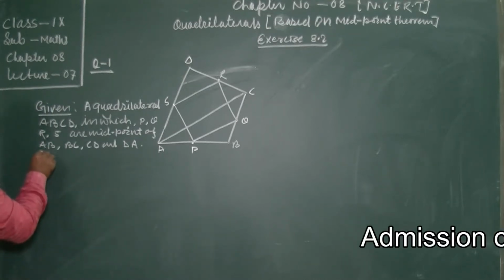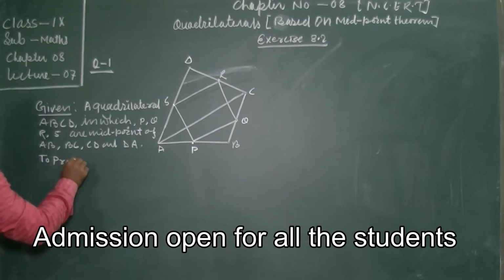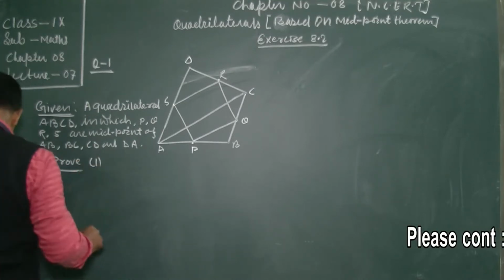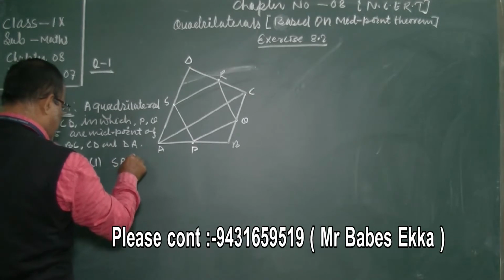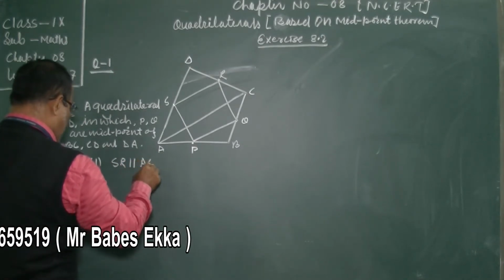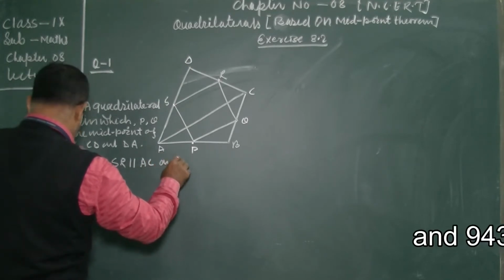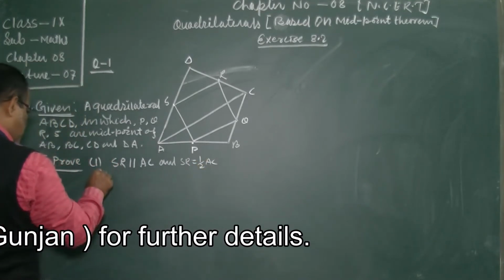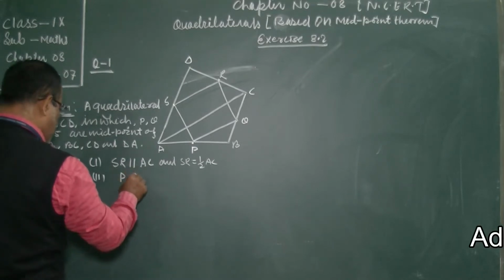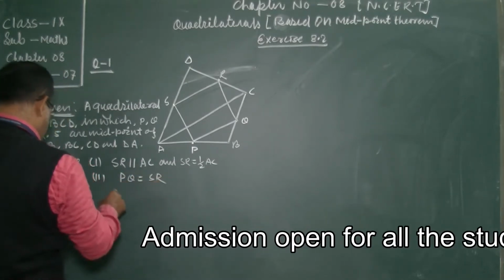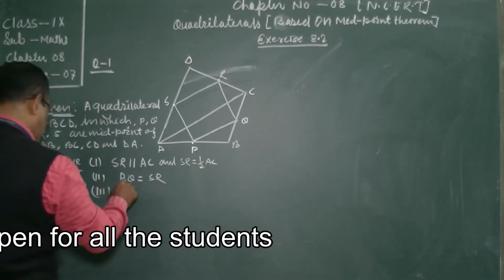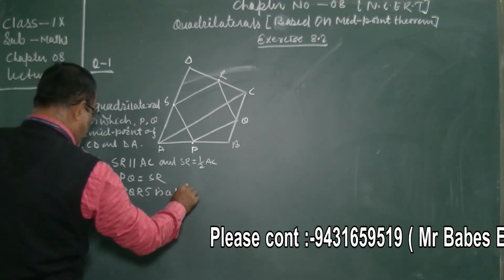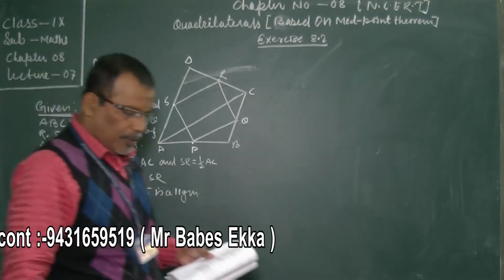We have to prove number 1: SR is parallel to AC and SR equals half of AC. Number 2: PQ equals SR. Number 3: PQRS is a parallelogram.